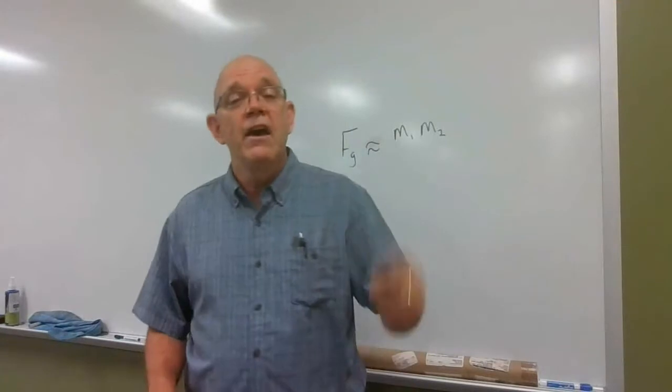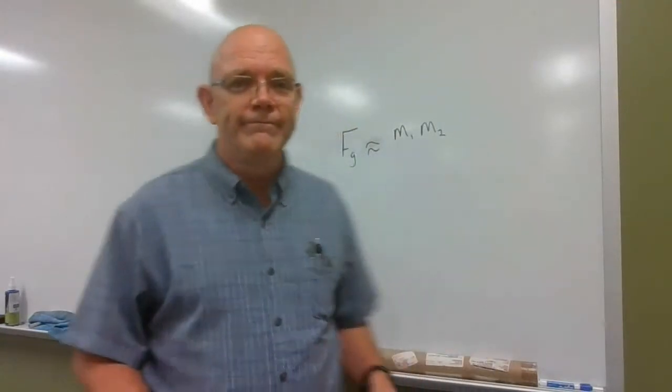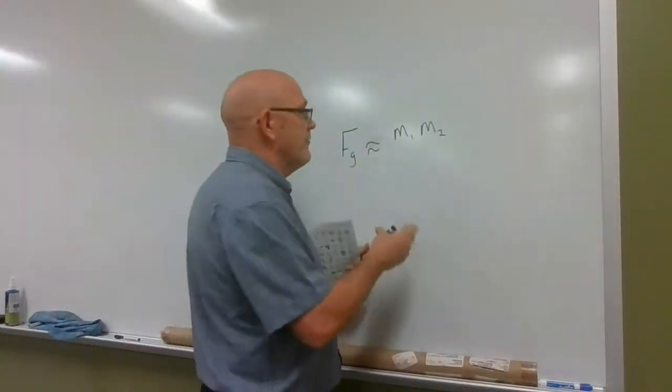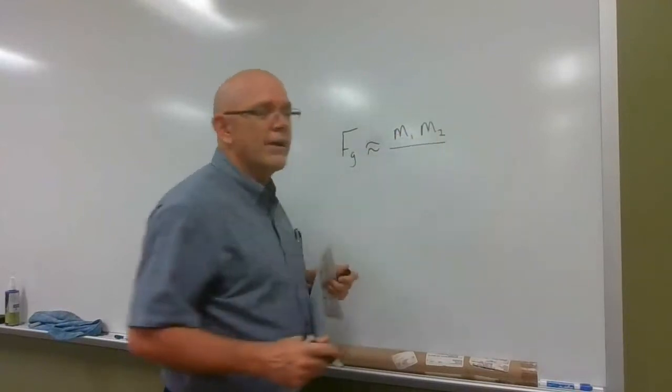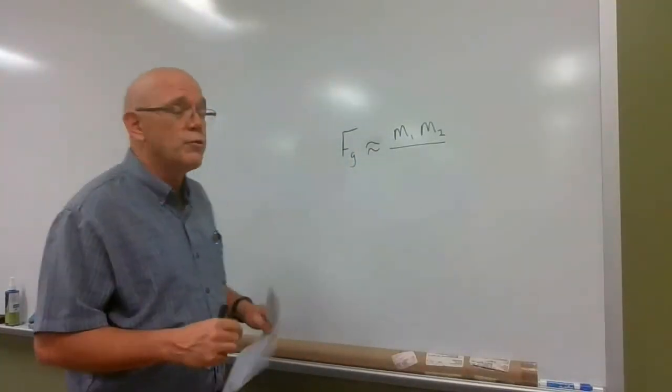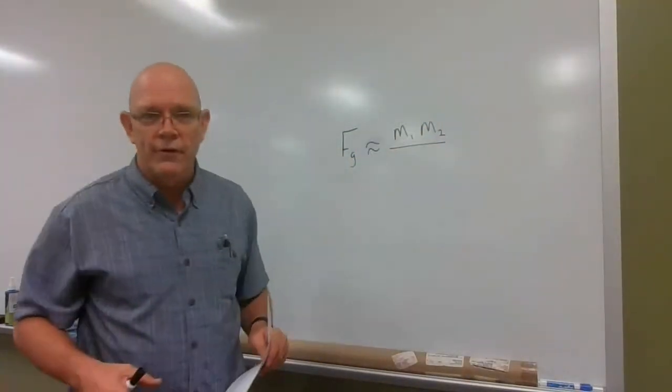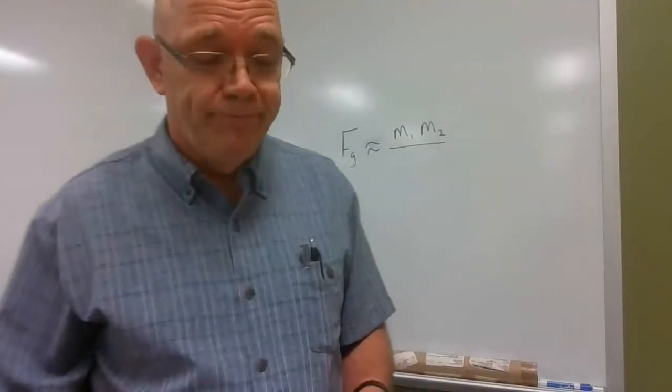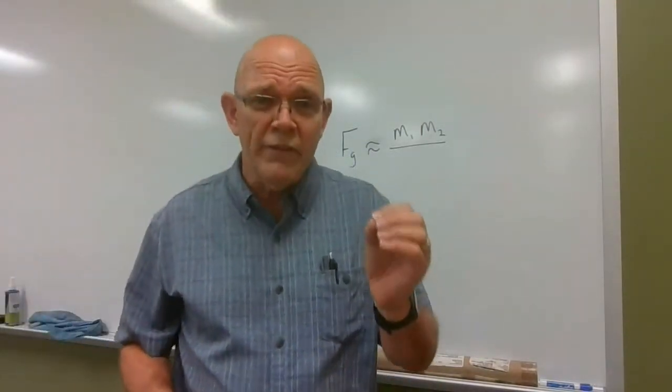And he said the bigger the mass, these are on the top of the fraction, so the bigger the masses of one or both objects, the more gravity there's going to be. So they're directly proportional to how big the objects are. Okay? Now, we'll talk more about this in a little bit.